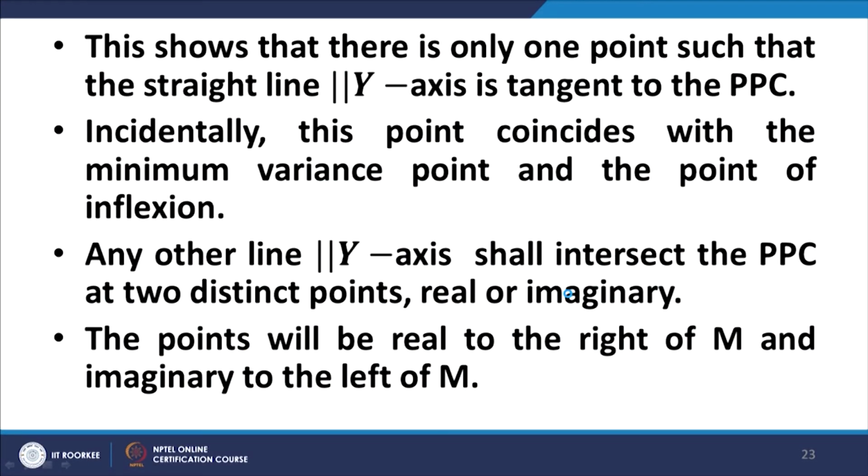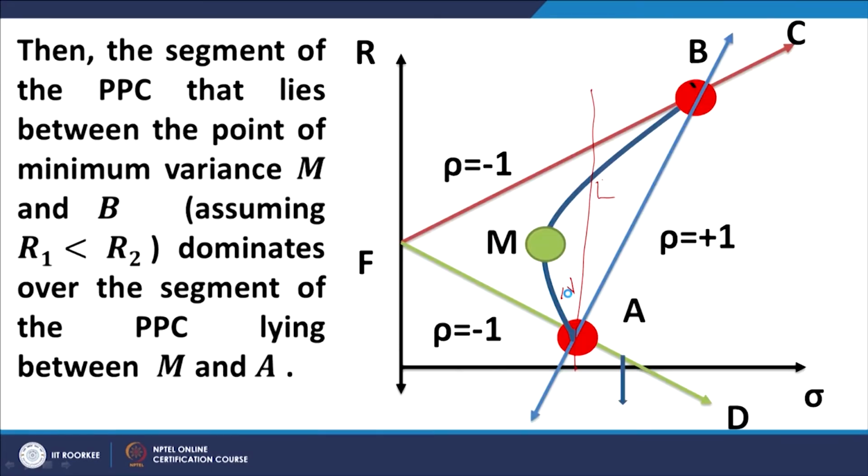This shows that there is only one point, which is the minimum variance point, such that the straight line parallel to the y axis is tangent to the PPC. Incidentally, this point coincides with the minimum variance point and the point of inflection. Any other line parallel to the y axis shall intersect the PPC at two distinct points, real and imaginary. If you move to the right of M, the points will be real as far as the arc AB is concerned. If you move to the left of M, the points would be imaginary. This is what I have shown.